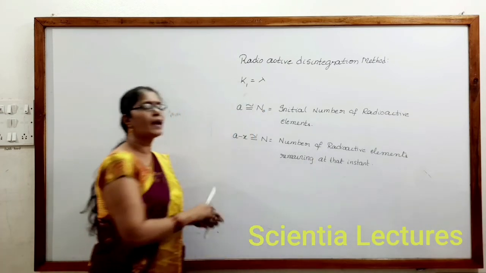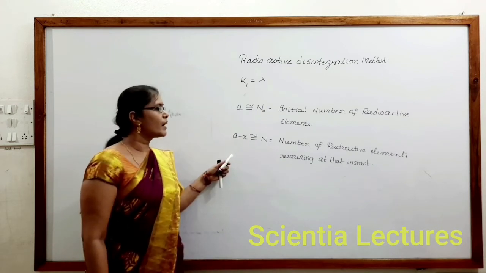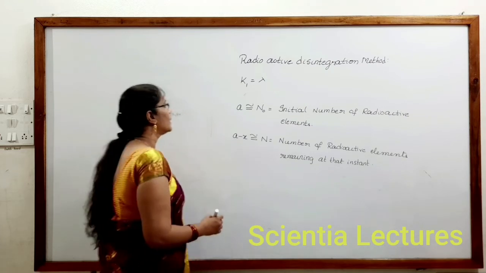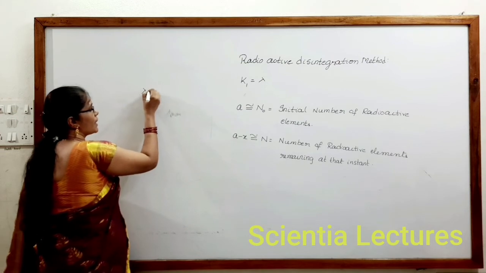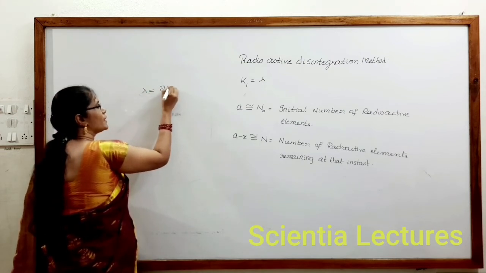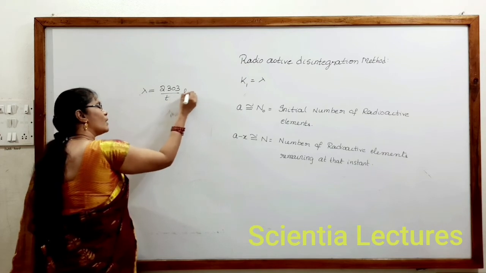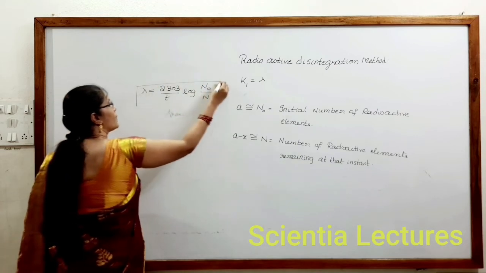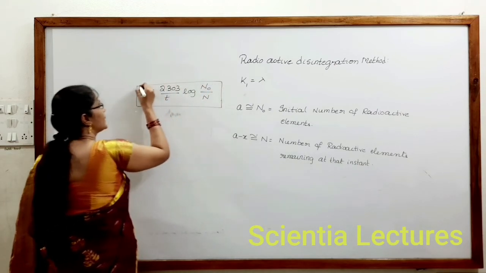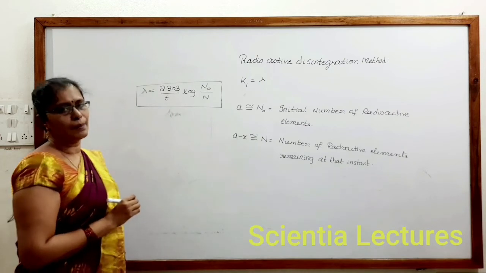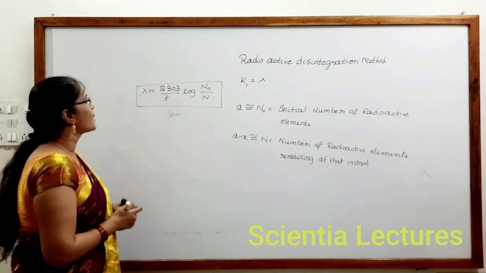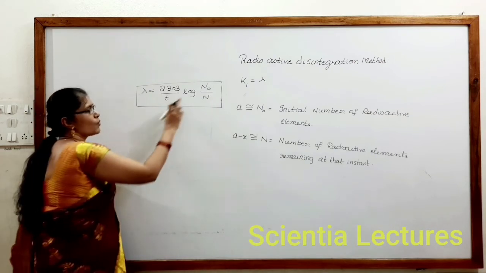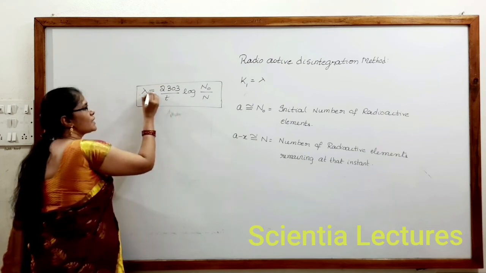Similarly, instead of remaining amount, we use the number of radioactive elements remaining at that instant t. So remember, what should be the rate equation of this? Lambda must be equal to 2.303 by t log of N0 by N, instead of K1 equal to 2.303 by t log of A by A minus X. So instead of that, we use lambda equal to 2.303 by t log of N0 by N. We know what is N0 here, what is N here, and what is lambda here.